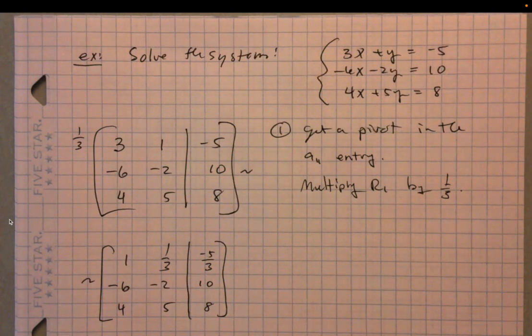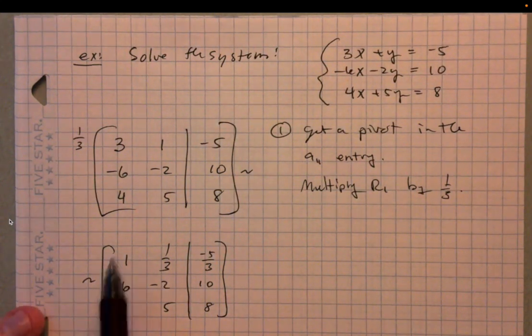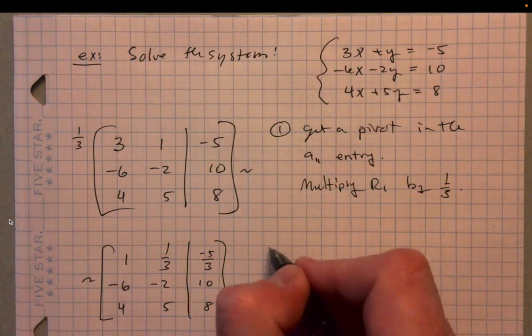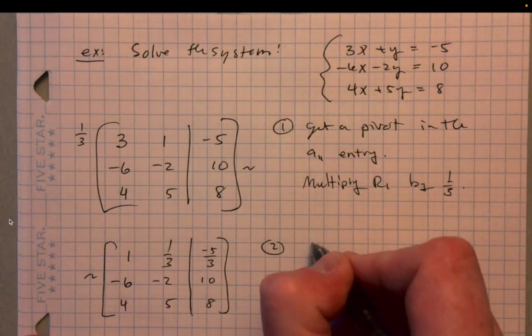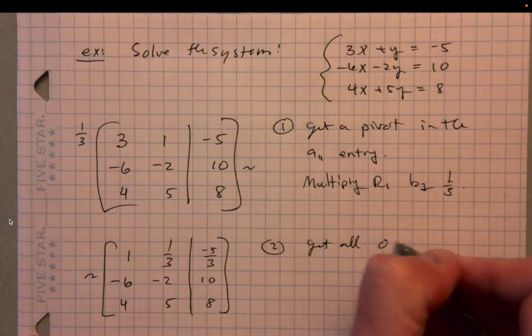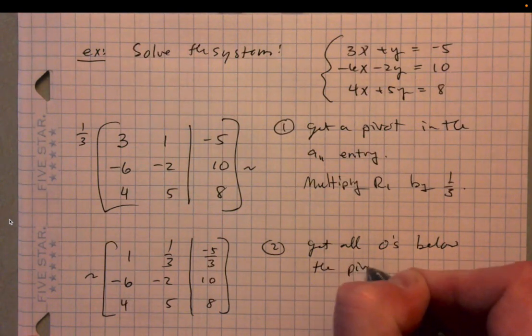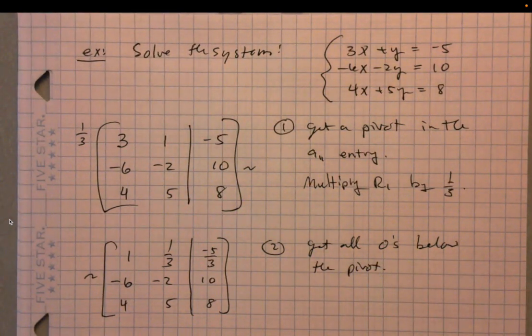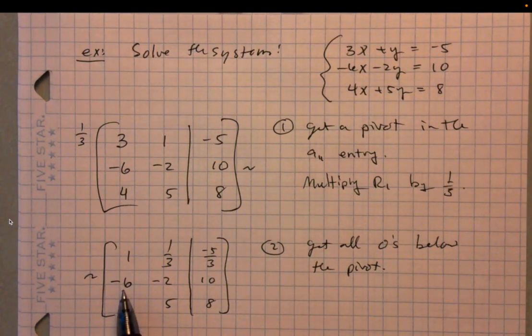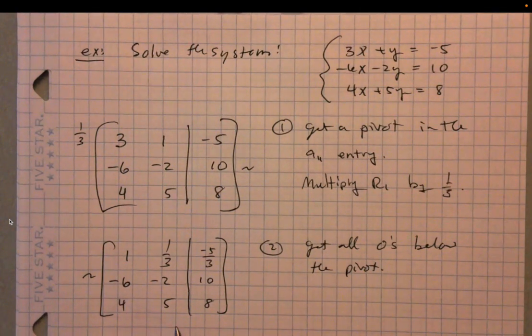What do we need to do next? What's step 2? Step 2 is to get all zeros below the pivot. So now we've got this pivot, and we want to turn the numbers below it into zeros. So step 2 is to get all zeros below the pivot. What does that mean? In this case, it means convert A21 and A31 to zeros.